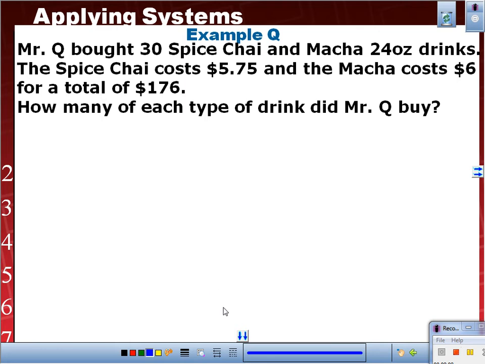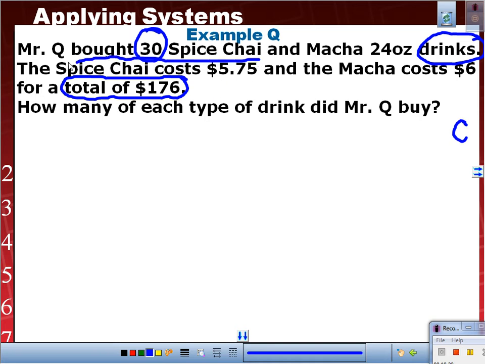Ready? I'm going to start with blue. Letter C. Circle important numbers. What would be an important number to circle? 30 drinks. Okay, 30 drinks. What else? $176. 176 for the total. What else? $5.75 for the spice chai. Right. And lastly, matcha, $6.